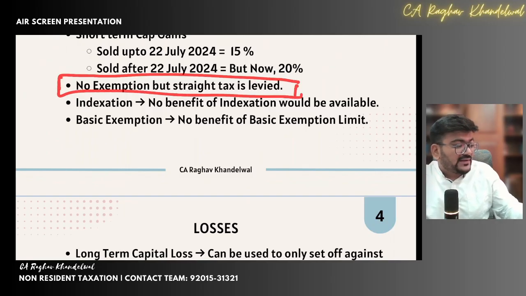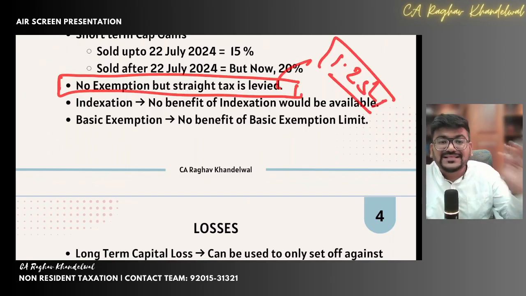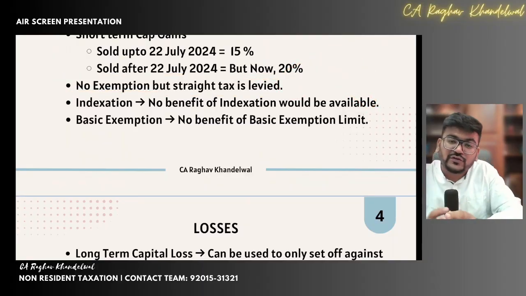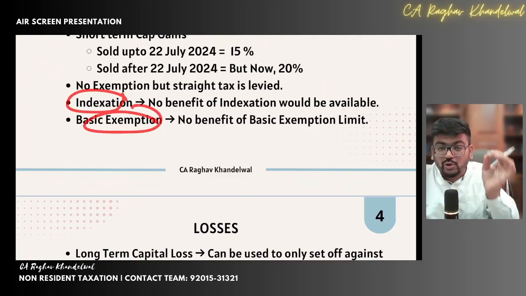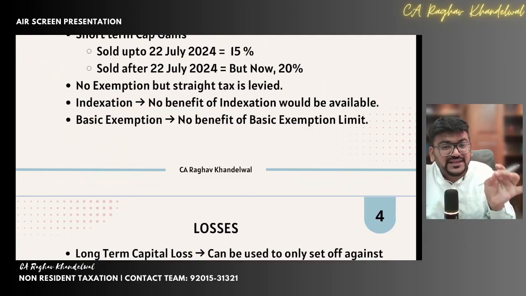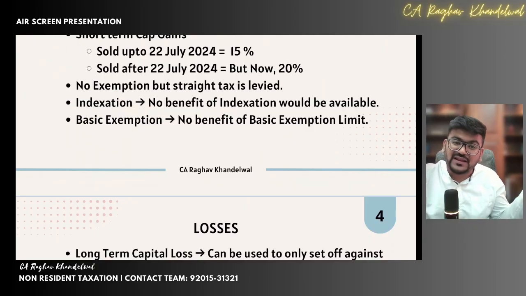Unlike long-term capital gains, where you have the benefit of 1.25 lakh rupees exemption, that benefit is not available in case of short-term capital gains. So in case of short-term capital gains, you have to pay the taxes straight at the rate of 20%. And again, the benefit of indexation and basic exemption both are not available in case of short-term capital gain as well, just like long-term capital gains.